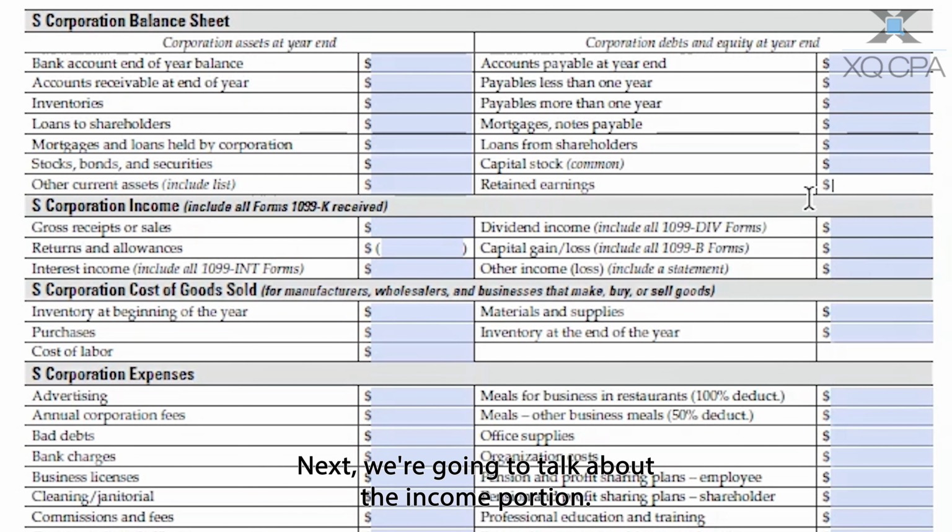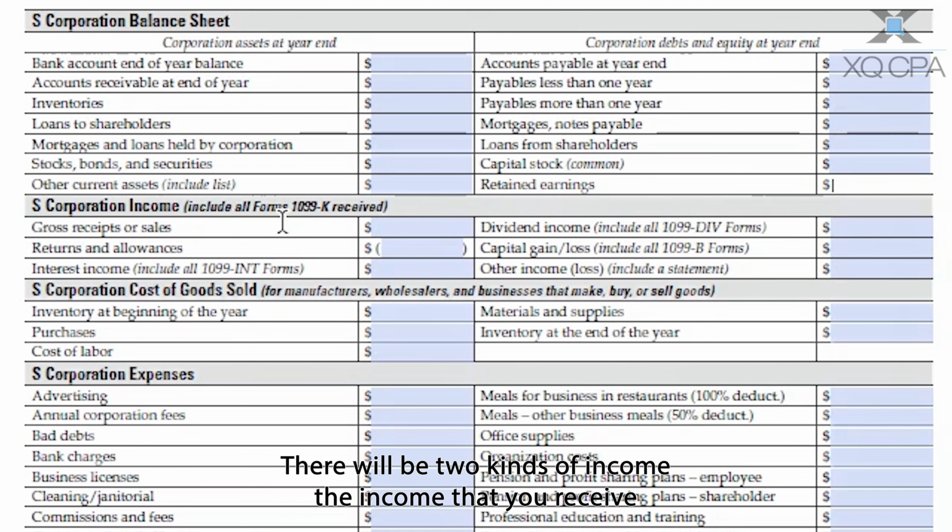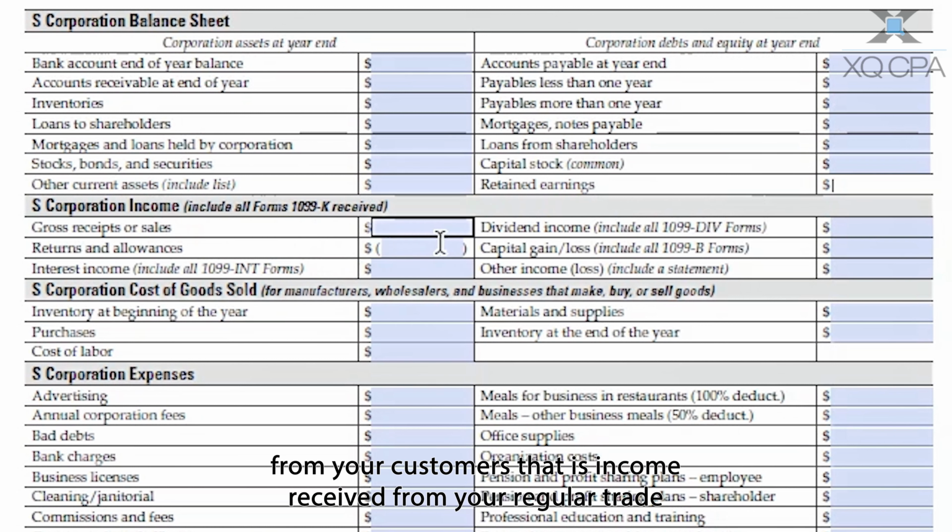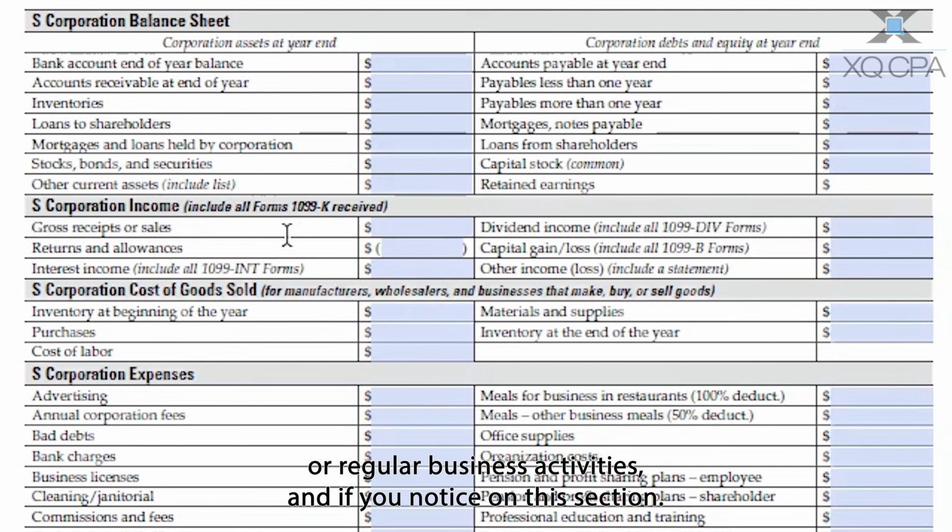Next, we're going to talk about the income portion. There'll be two kinds of income. The income that you receive from your customers, that is income received from your regular trade or regular business activities.